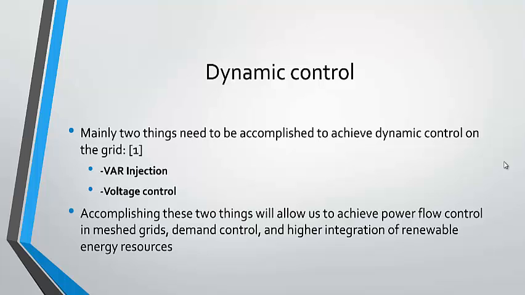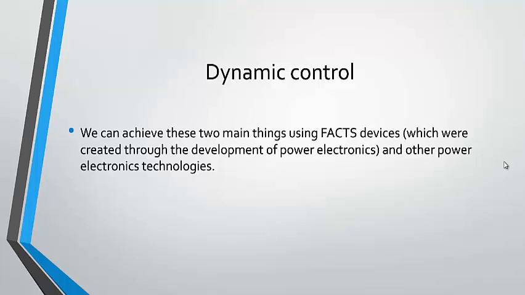Mainly two things need to be accomplished to achieve dynamic control on the grid: VAR injection and voltage control. Accomplishing these two things will allow us to achieve power flow control in mesh grids, demand control, and higher integration of renewable energy resources. We can achieve these two main things using FACTS devices, which were created through the development of power electronics and other power electronics technologies.